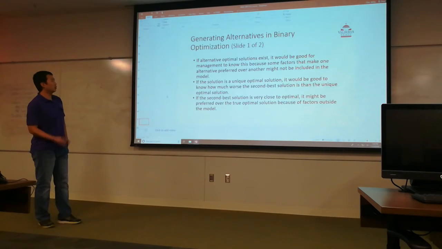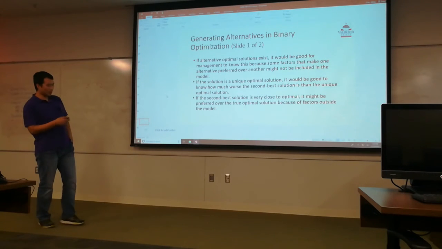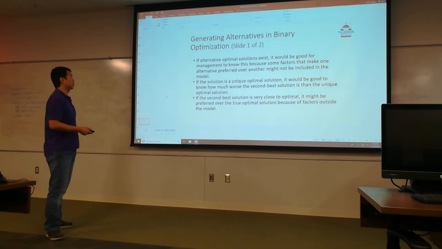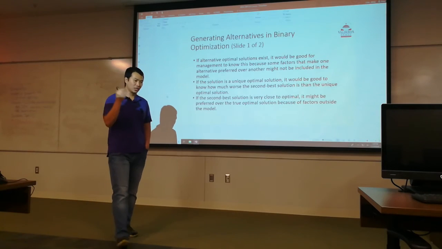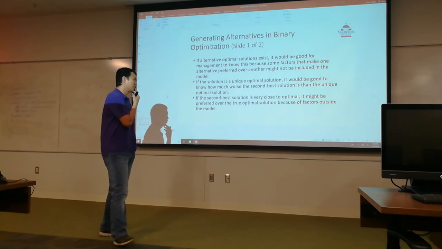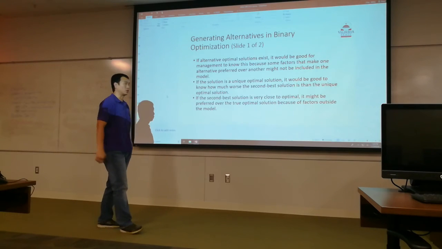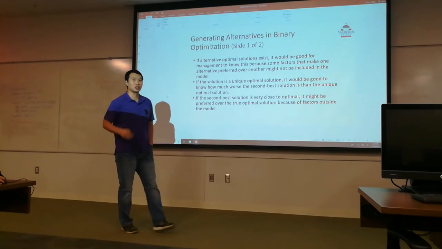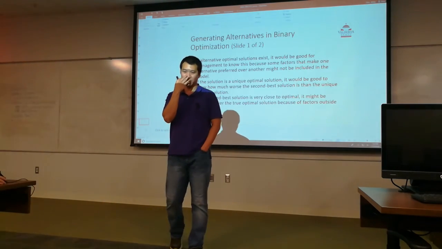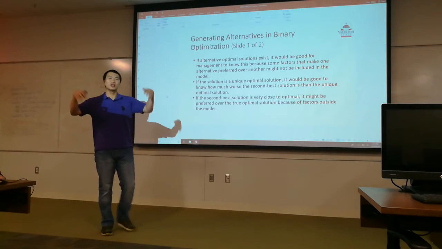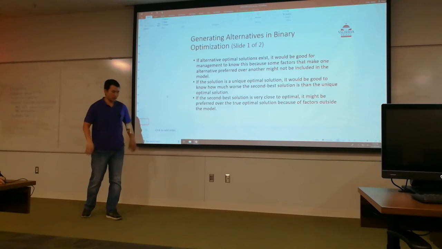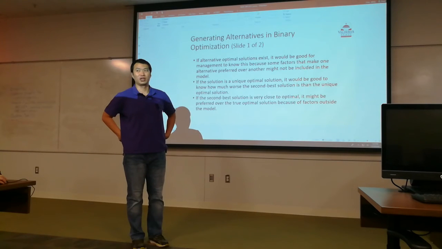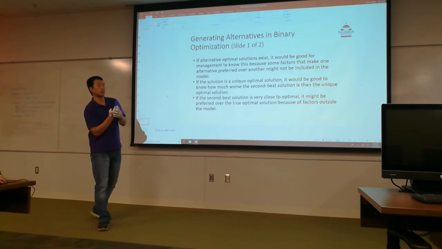So that's some notes we have for choosing the optimal solution. Sometimes we have a unique optimal solution. Sometimes we have multiple optimal solutions. If you have multiple optimal solutions, it's better to look at all the options you have. Because in the mathematical model, we cannot incorporate all the factors. If you consider all the factors, it's going to make the mathematical model really complicated. Then we cannot have the feasible solution in a given time period.